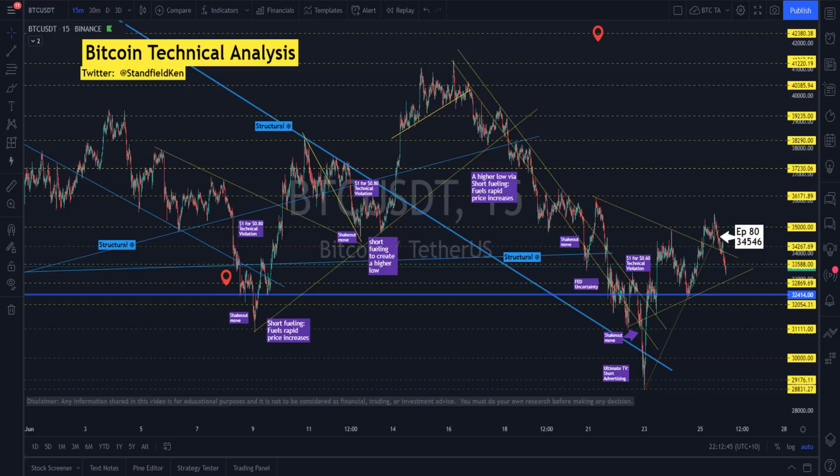Some community members have asked me to go through what the difference is between structural and normal support and resistance. Structural resistance or support is very strong.